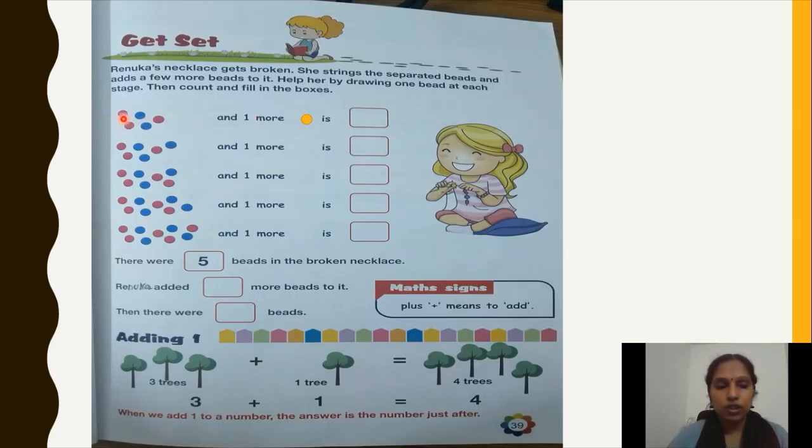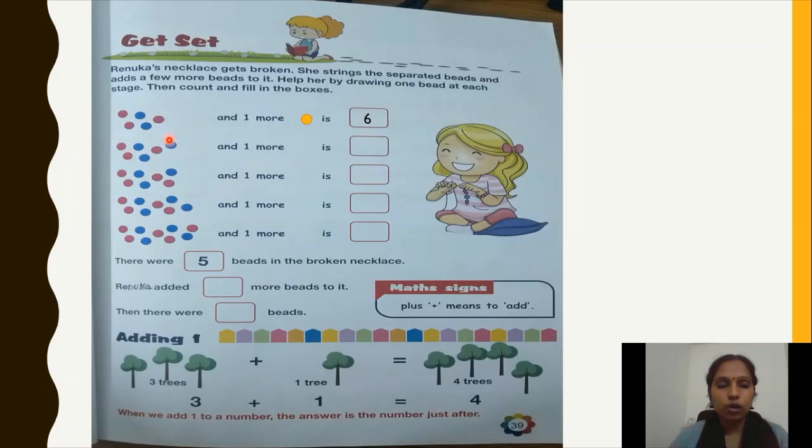So how many beads in the beginning does she have? 1, 2, 3, 4, 5. And she is adding one more bead. So totally how many beads will she have here? 6 beads. 5 plus 1 gives you 6. So she totally has 6 beads now.